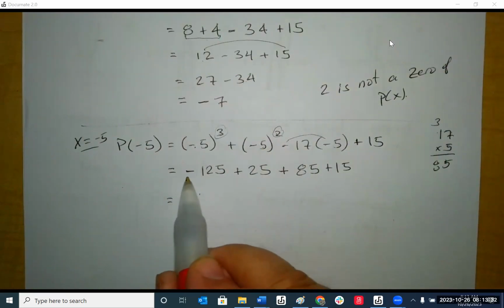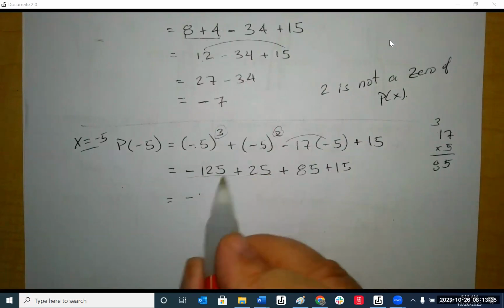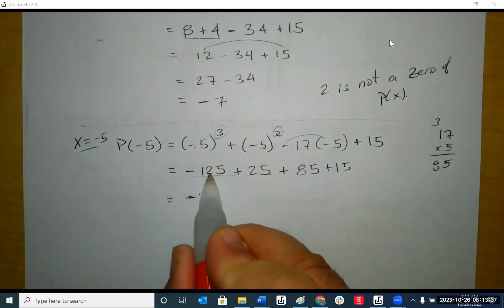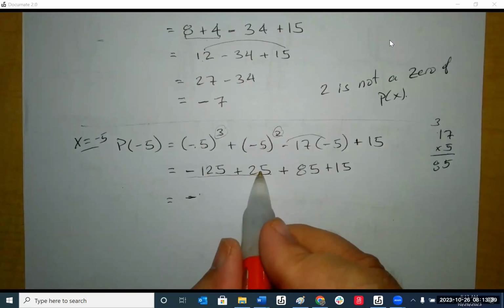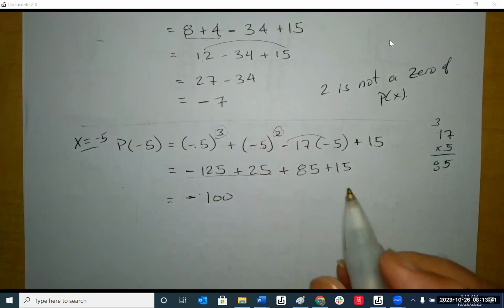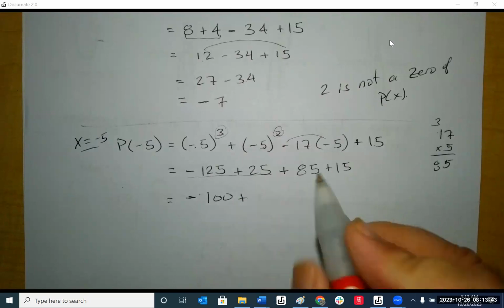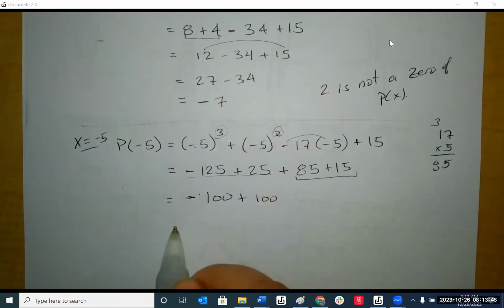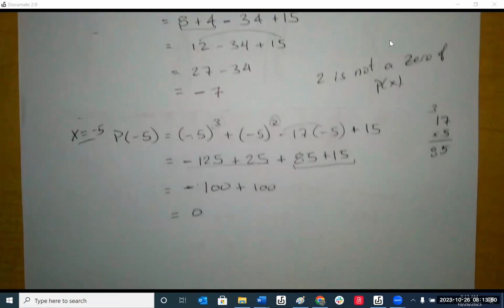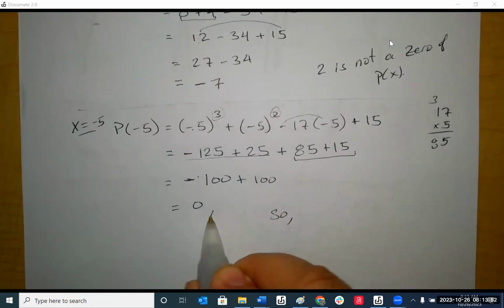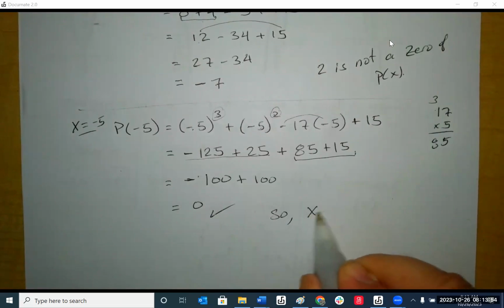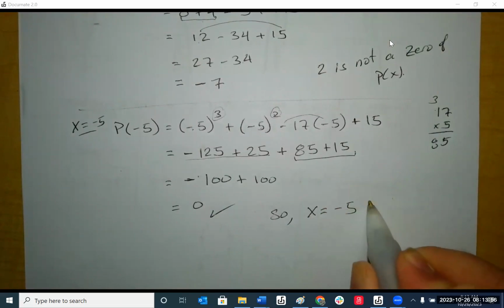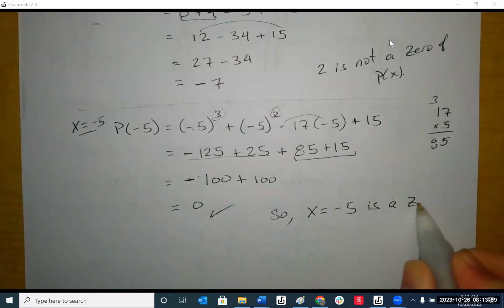What do we do? Negative 125 plus 25. Negative 125 is bigger, so 125 minus 25 is 100. 85 plus 15 is 100. That works. So x equals negative 5 is a 0 of the polynomial.